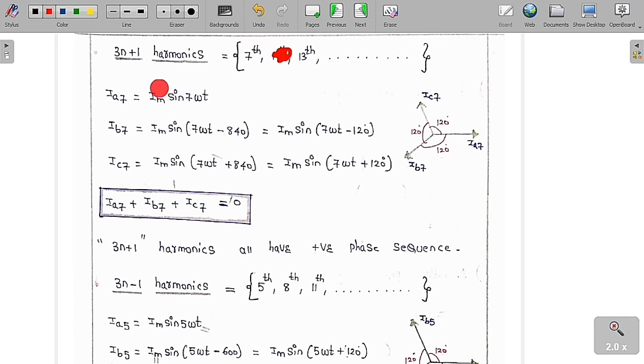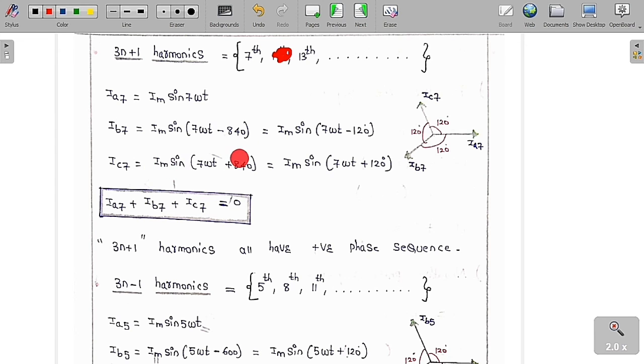Now listen carefully. Now I am going to consider the seventh harmonic. What is the nature I am going to see? For the positive sequence, IA7 is equal to Im sin 7 omega t and IB7 is equal to Im sin 7 omega t minus 7 into 120, which is nothing but 840.